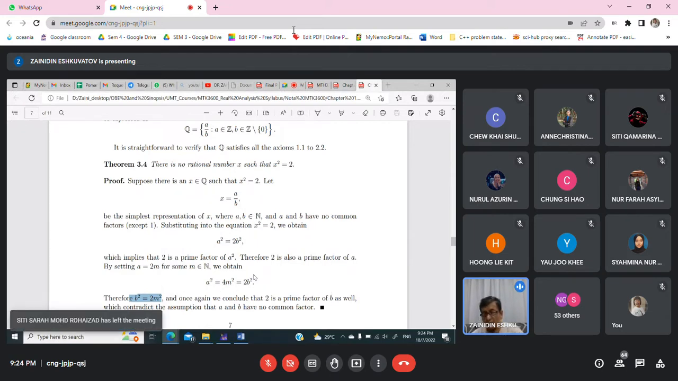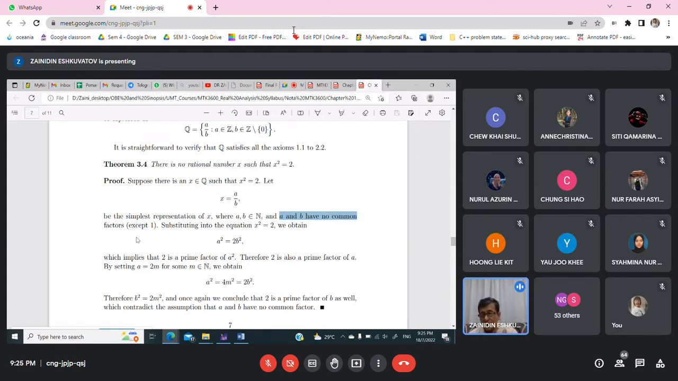So now look, if a has a prime factor 2 and b has a prime factor 2, then definitely they have a common factor. But in the representation of the rational number, we say a and b have no common factor. So this is a contradiction to this statement. So that's why x cannot be written as a rational number for this equation. Okay, very nice and very clear, proper proof. So please learn this type of proof very well.